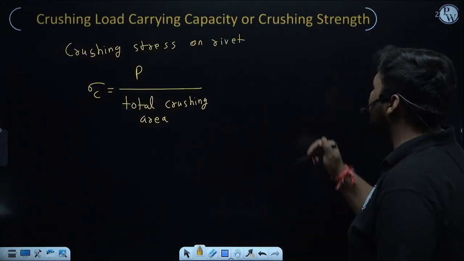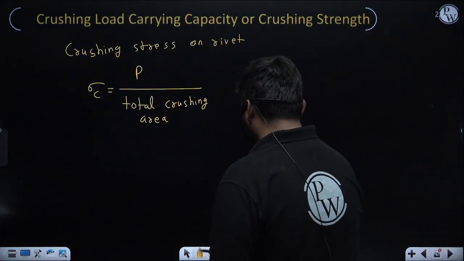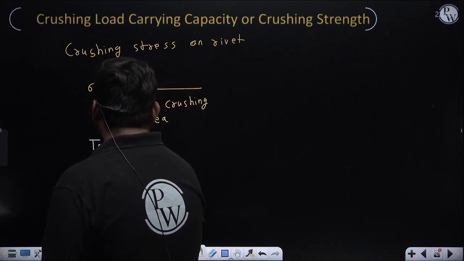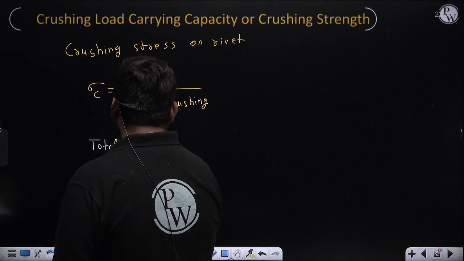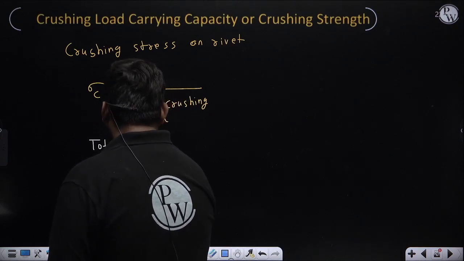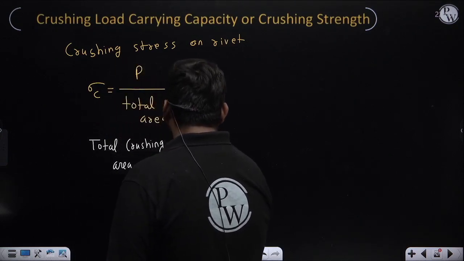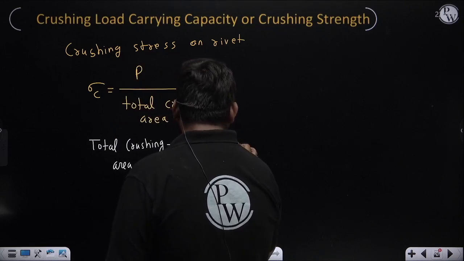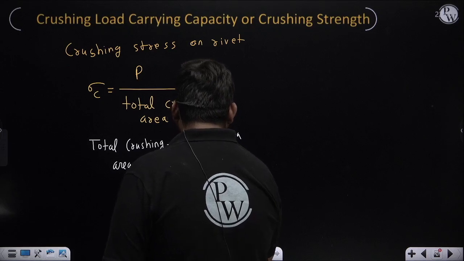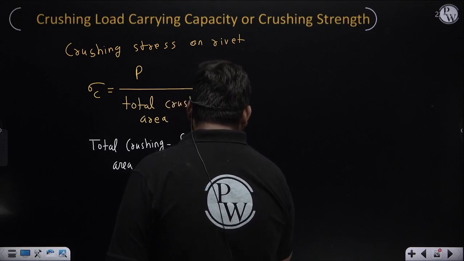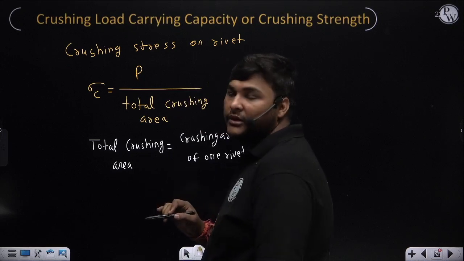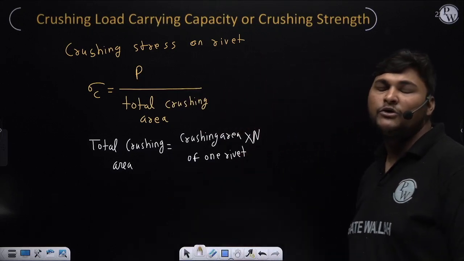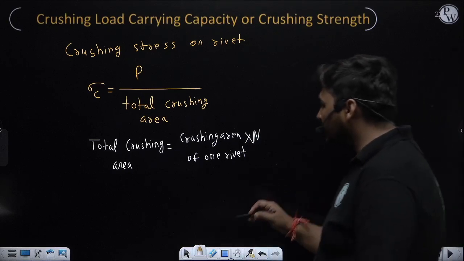So the formula to calculate total crushing area is very simple. Total crushing area is the crushing area of one rivet into the number of rivets per plate. We need to see the total number of rivets per plate, which I am denoting as capital N.